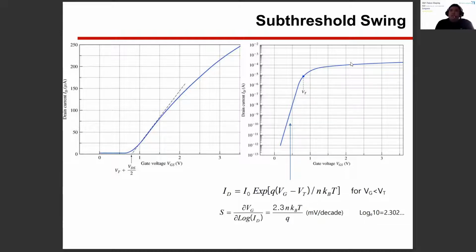That is, we are going to improve the devices to control the subthreshold swing better. It looks like this, to turn off the current better.